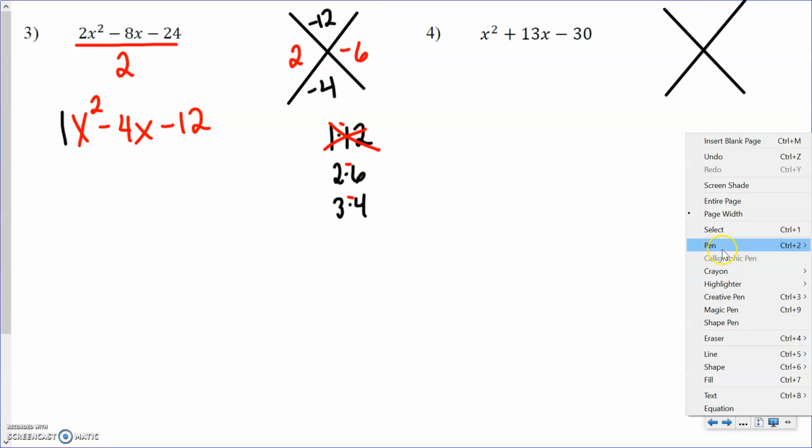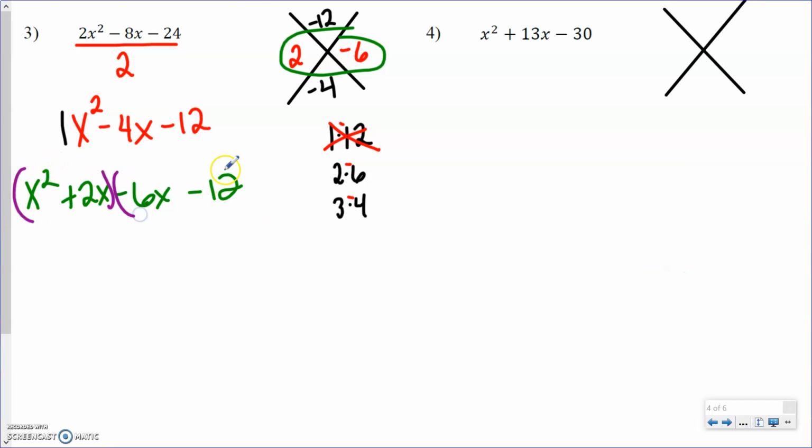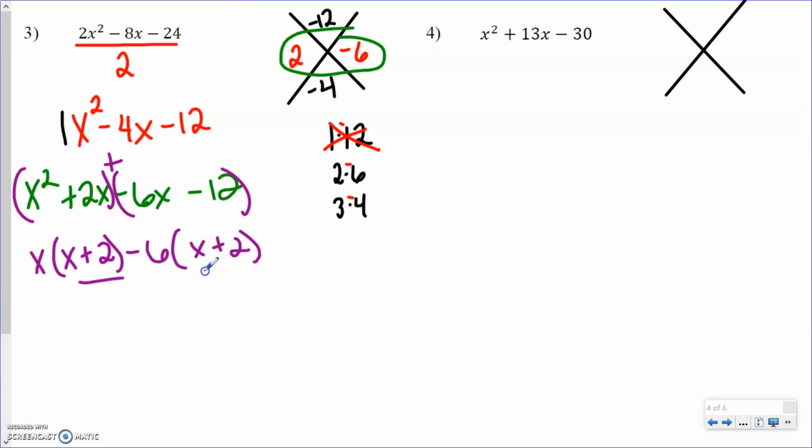So we're going to go ahead and keep our A and C the same. And then split that B up using the 2x and minus 6x. And go ahead and factor by grouping. So I'm going to factor out an x there. Only thing they have in common is x. And then I'm going to divide by negative 6 in that second group. So notice these two match. I get x plus 2 times x minus 6.